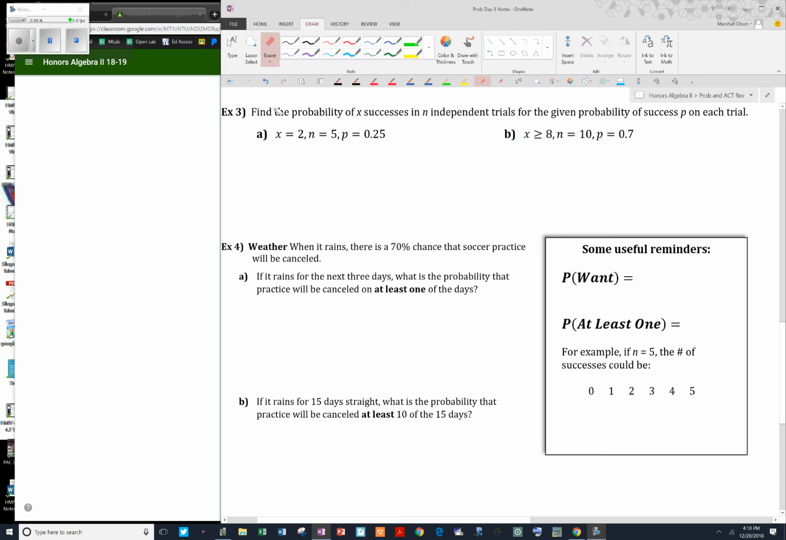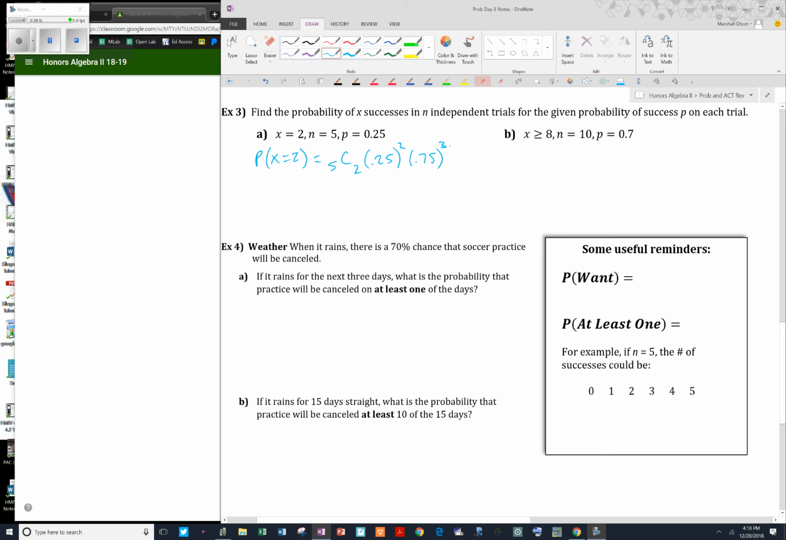So in this first one here, we're just looking for the probability of 2 successes. And our number of trials is 5, so I'm going to go 5 choose 2. Probability of success is 0.25. I'm going to have 2 successes. Probability of failure is 0.75. If I have 5 trials and I succeed twice, I'm going to fail 3 times.